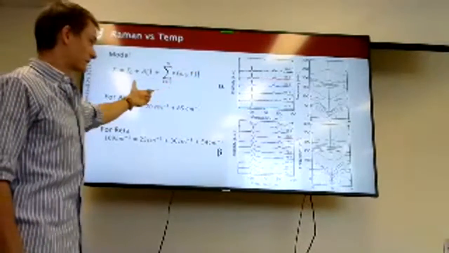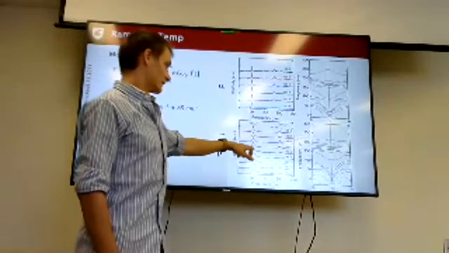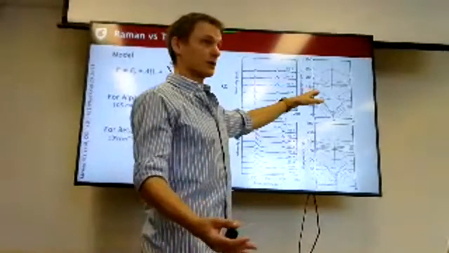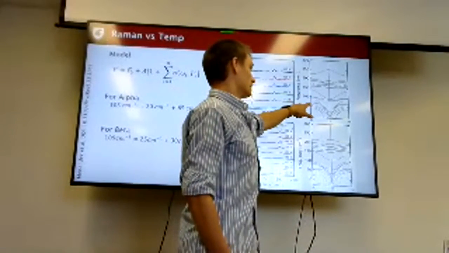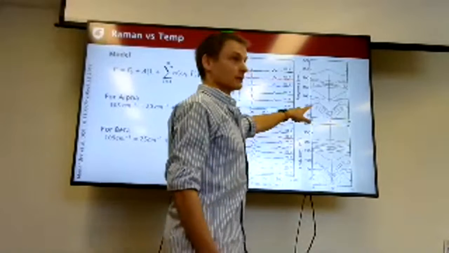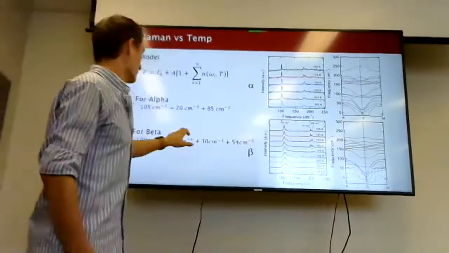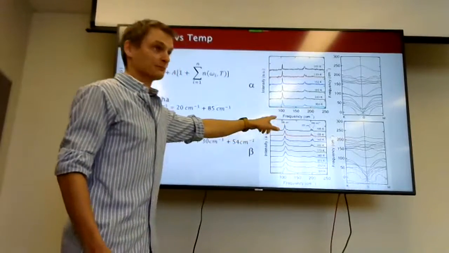So then we have to figure out, well, here's our 105 peak in alpha and our 109 peak in beta. So there are DFT calculations for what the phonons are going to be. And the only way to get to 105 is to take 80 and add 20. So we have a 2 phonon process for this. Do the same calculation here, and we get 3 phonons that add together for this peak.